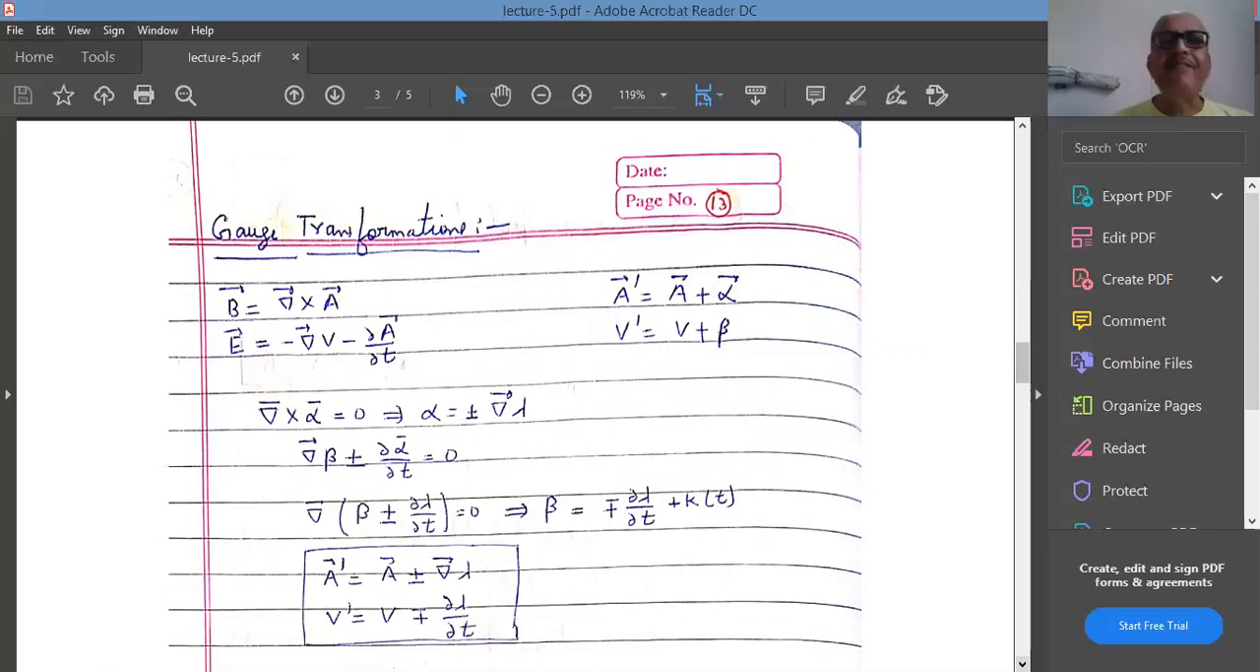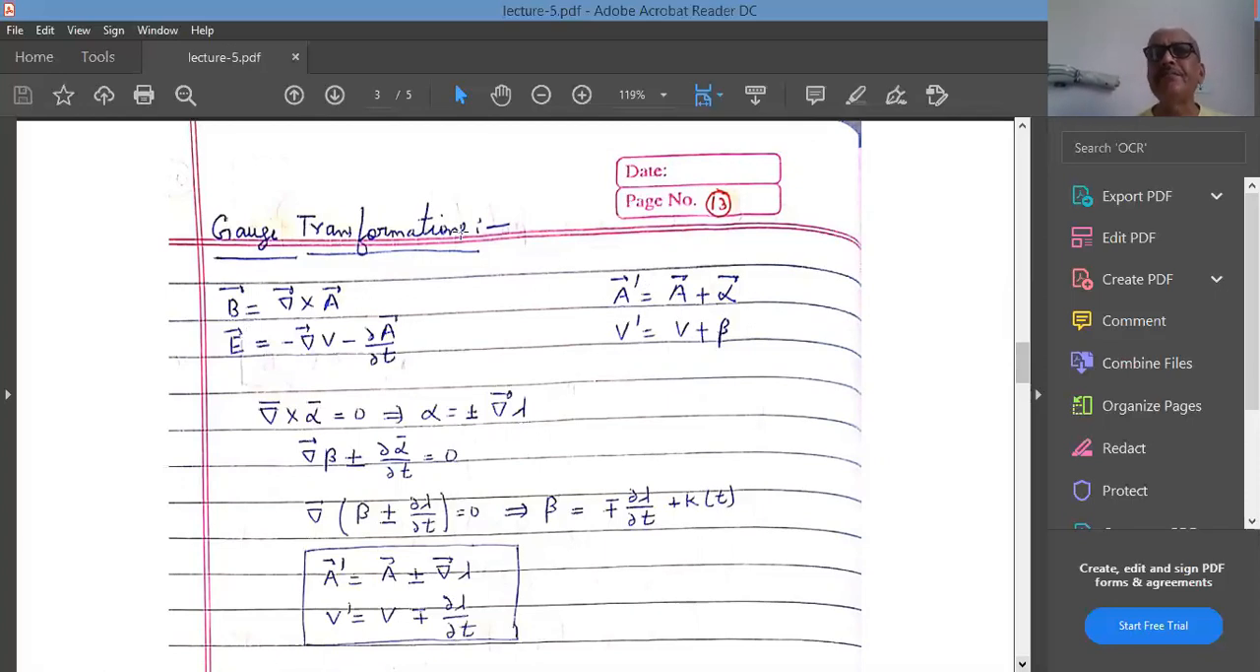As long as the value of E and B is not changing, suppose we make a transformation from A and B. A and B are the value of vector and scalar potential in one system, and suppose we switch over to another system where we have the corresponding values A dash and B dash. The relation between the old set A and B and the new set, as long as they do not affect the value of E and B, is called gauge transformation.